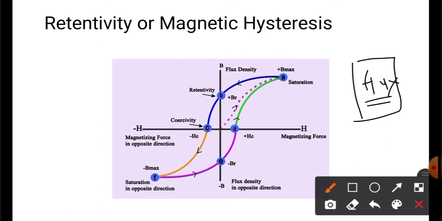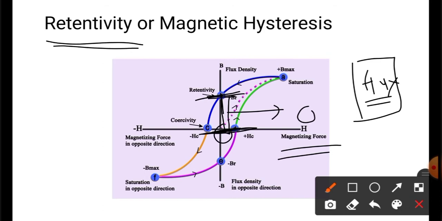Here this diagram is the BH curve. If you look here, when the magnetic force is 0, some amount of the flux, from this point to this point, remains present in the material when we remove the magnetic force. When the magnetic force is 0, this amount of magnetic flux remains present in the material. That property is called retentivity.